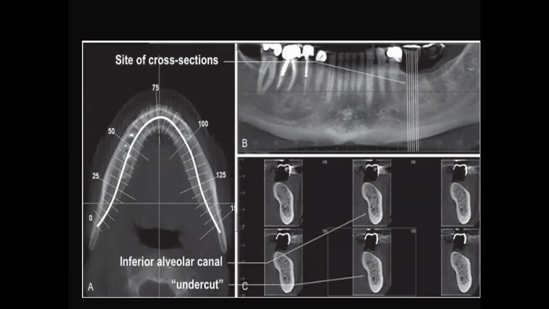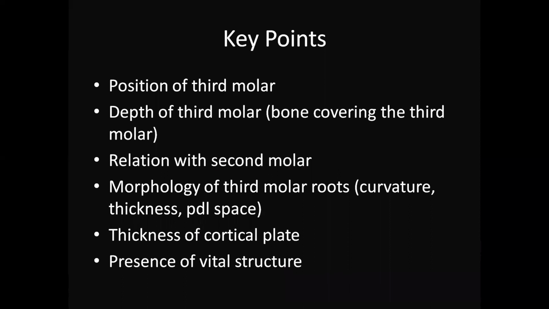But from the third molar point of view, you need much more detailed sections, which I will just tell you. Which are the structures, which are the important points which we need to take care of? First is the position of the third molar. What is the septal position? Second, what is the depth of the third molar, the amount of bone covering the third molar? Third, relation to the second molar. Fourth, morphology of the third molar roots, whether the curvatures, thickness, and the PDL space, thickness of the cortical plates, and finally, the presence of vital structure.